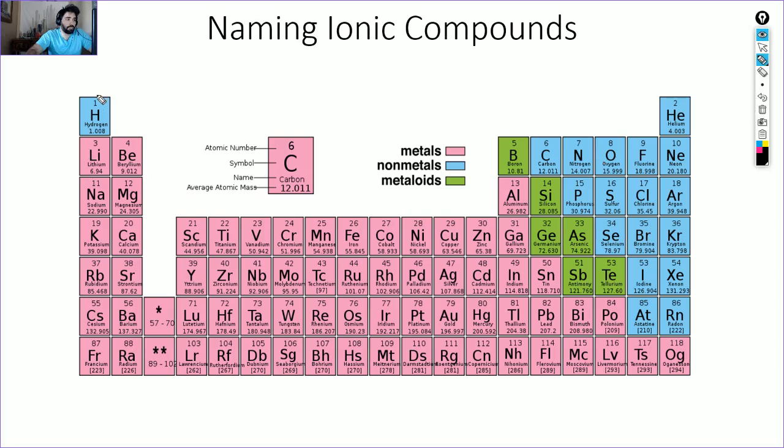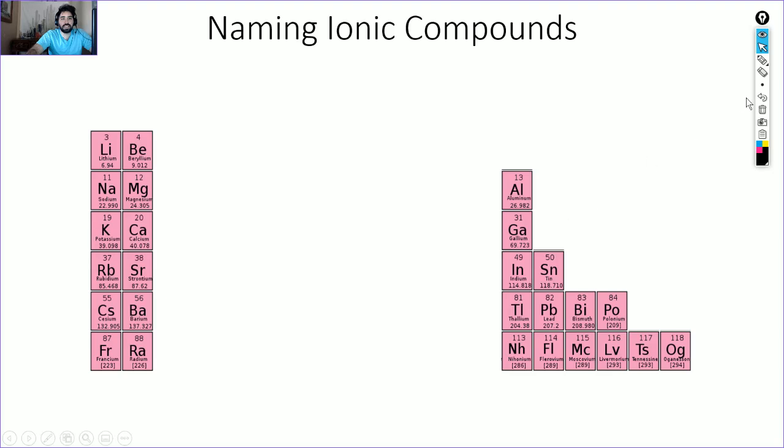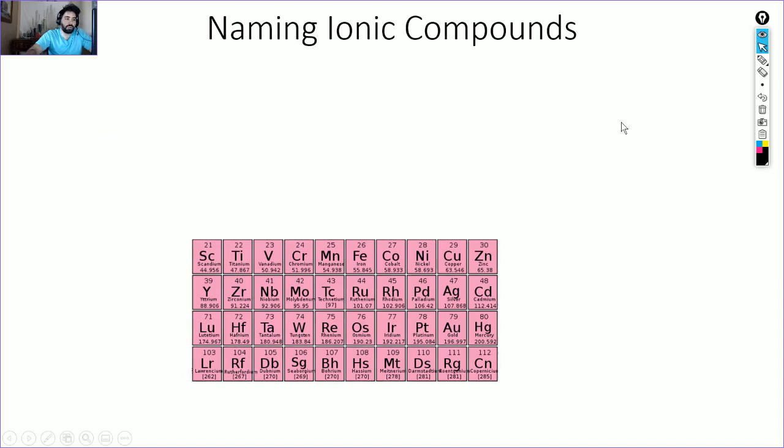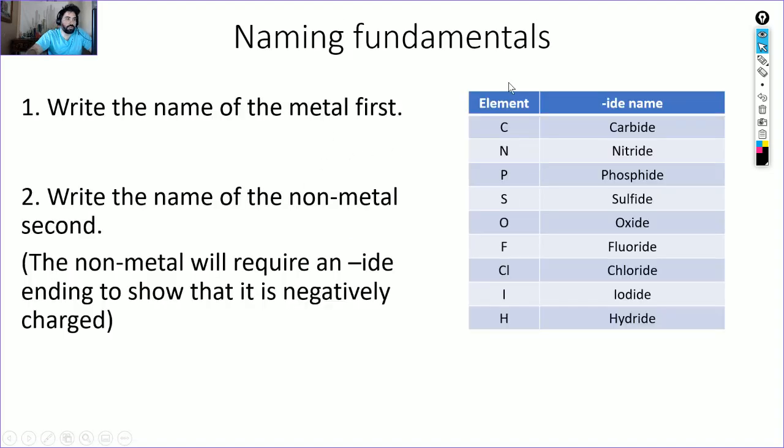If you are part of group 1A, group 2A, or group 3A, then it's pretty easy to name those metals. So if you're one of these metals, then it's going to be easy to name these compounds. If you are not one of those metals, if you're in the center, we call those transition metals. The transition metals are the ones that are a lot more difficult to name and to write the formulas for, but we'll get into that.